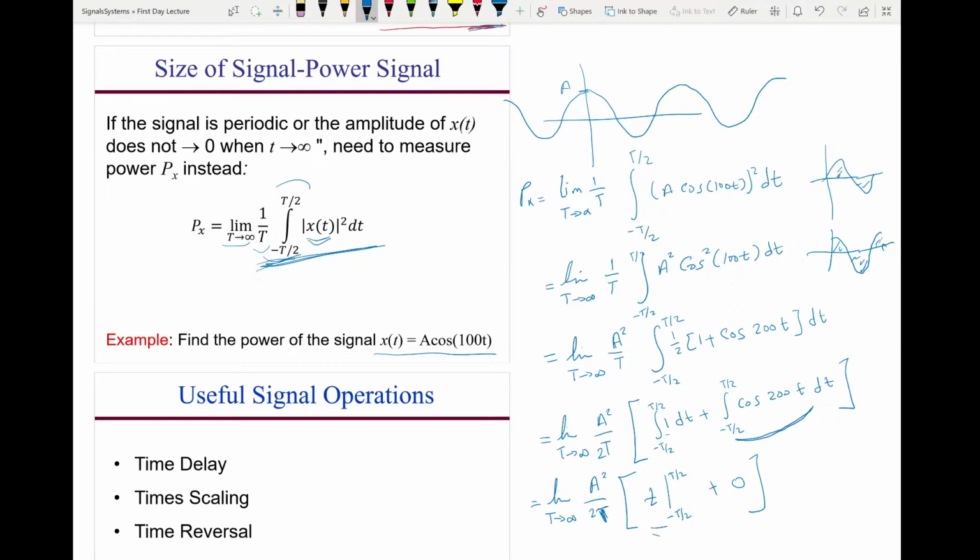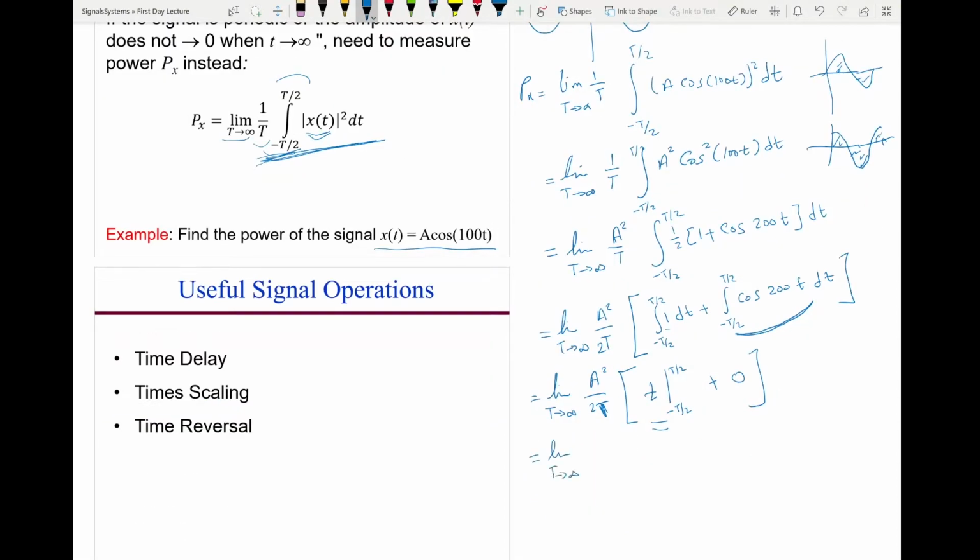And if I evaluate this, I will get, now this T will cancel this and you get here. Now you don't have capital T in this term. So the limit has no influence. So the final answer will be A square over 2. And that's the power of a sinusoidal signal. And that's always the case. It doesn't matter what is the frequency of the cosine or if it's a sine. It's always going to be the amplitude squared divided by 2. And that's how we calculate the power of a power signal.